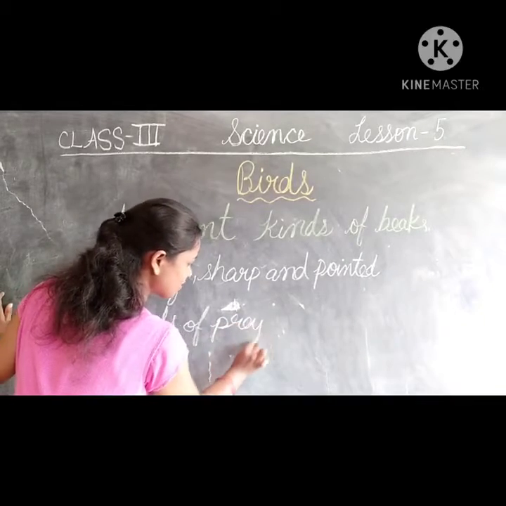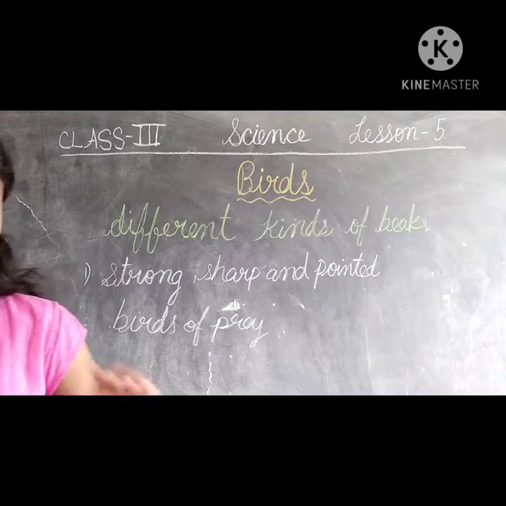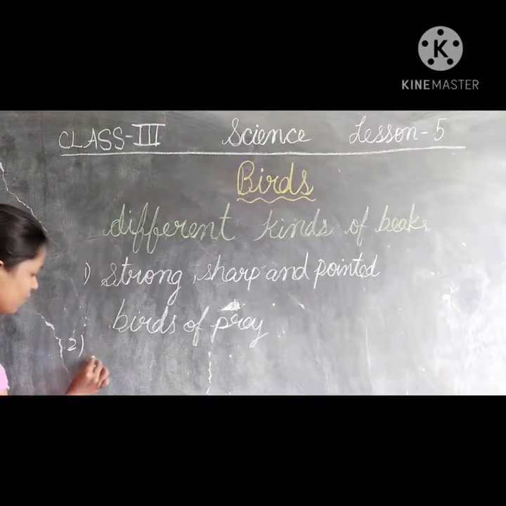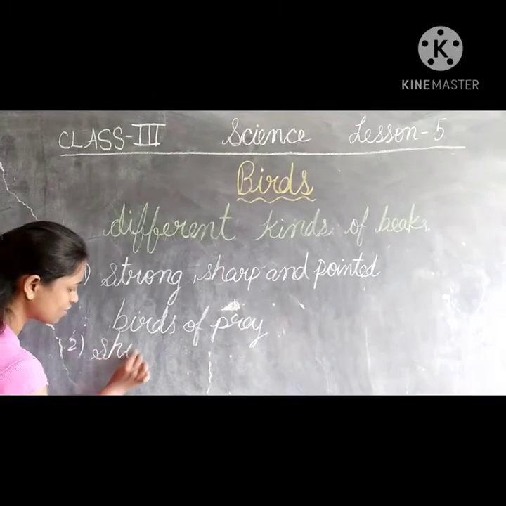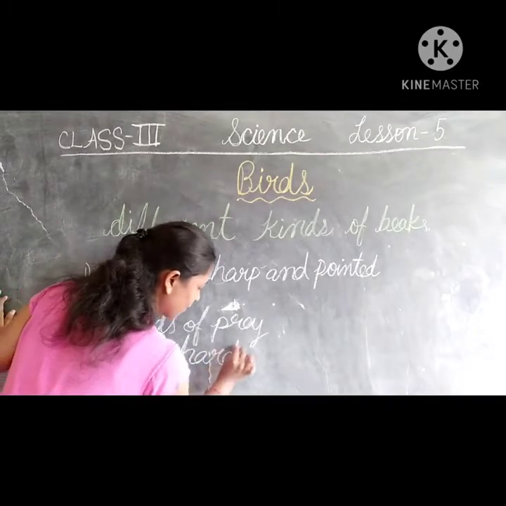Okay children, what is the next? What is the next type of beak? That is short, hard and pointed beak. Next one is short, hard and pointed beak.